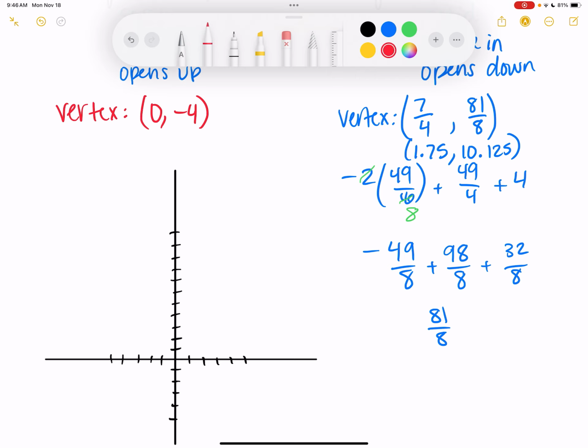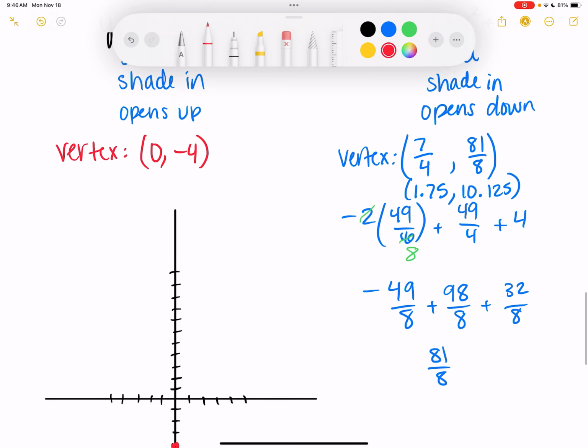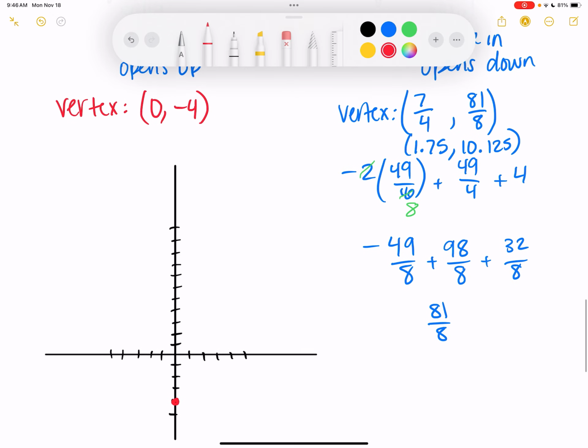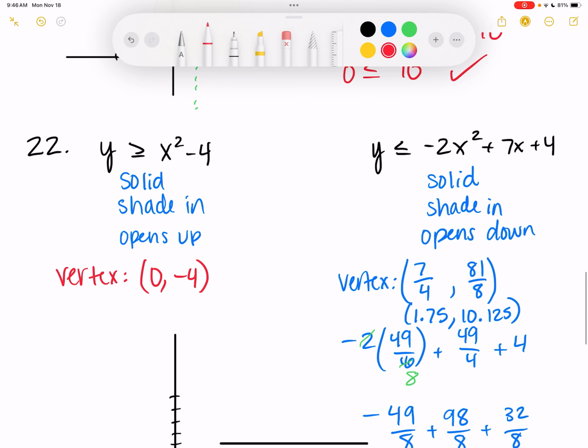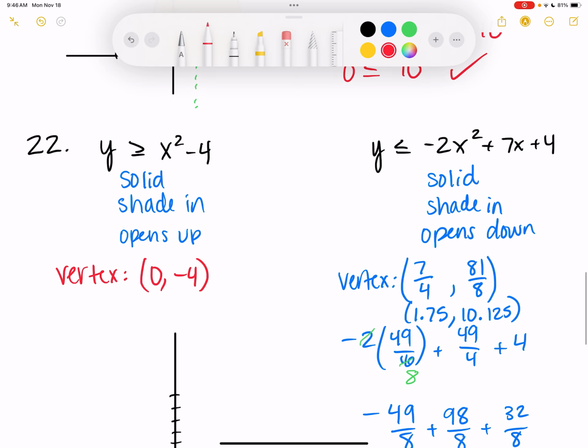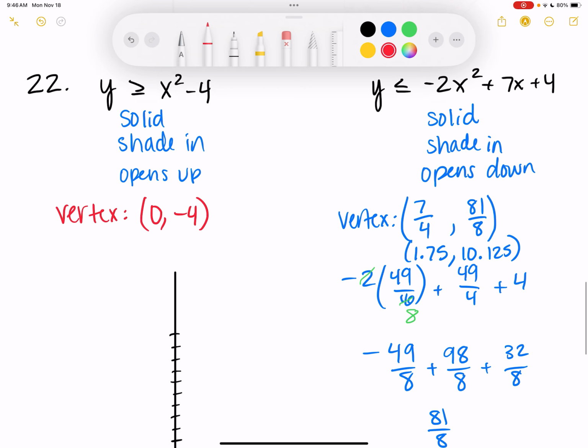Alright, first one, vertex at 0, negative 4. I want to graph this one entirely. So what would be another point I could graph? You can't do 0. You could do 2. If I use 2, what do I get? 0.